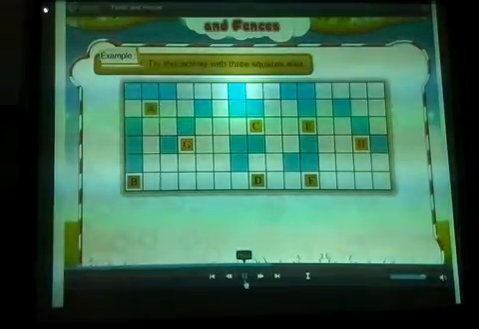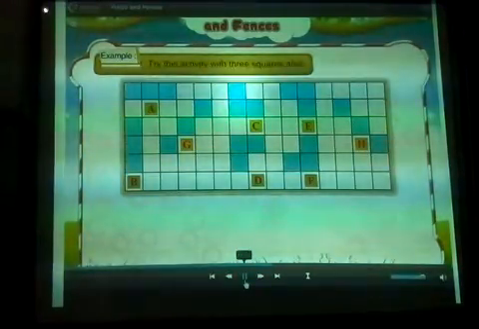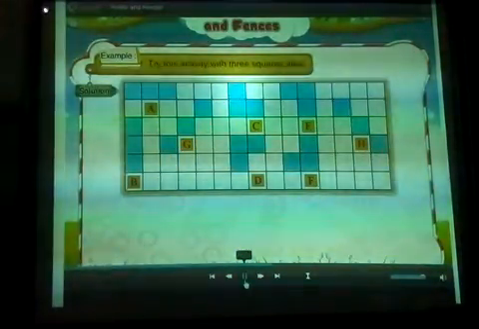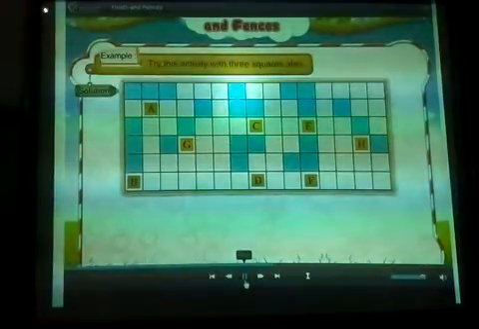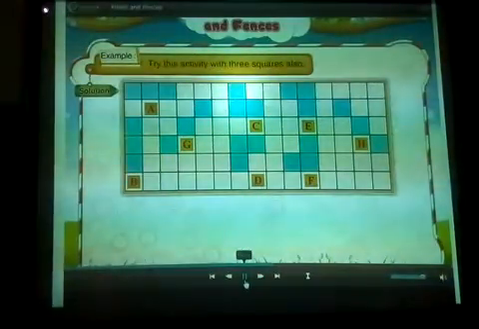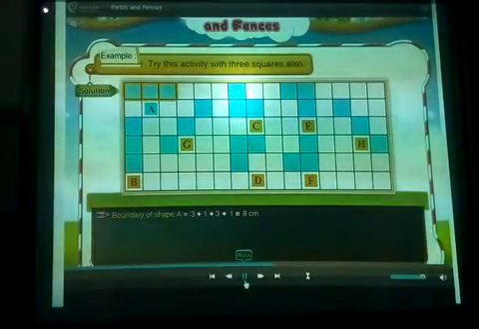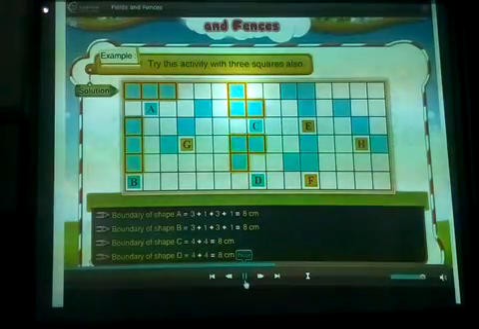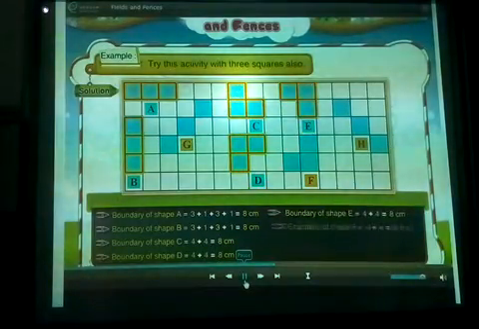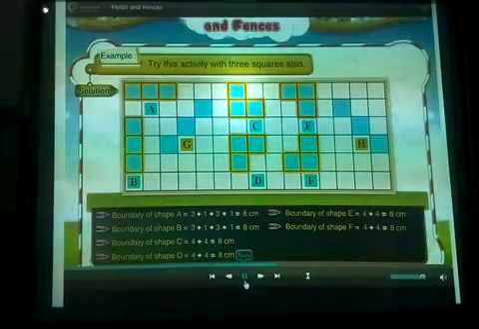Try this activity with 3 squares also. Solution. The shapes made by using 3 squares are shown here. See here. The boundary of shapes A, B, C, D, E and F is 8 centimeter each.